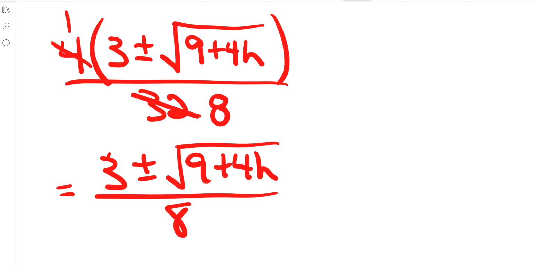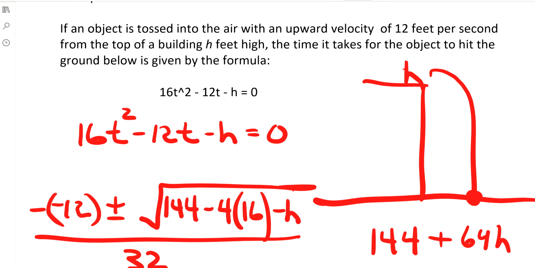Now I have a square root involved, so I've got to check my solution. I don't have a solution though, do I? I just have an expression. But if we go back to the problem, it's saying if an object is tossed into the air with an upward velocity of 12 feet per second from the top of a building h feet high, well, here's my diagram of that. The time it takes for this object to hit the ground here. What is the height of the object when it hits the ground?